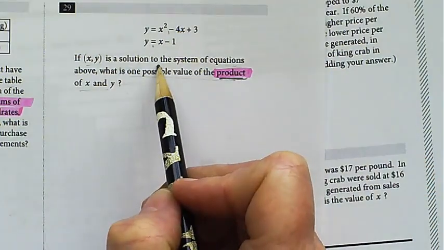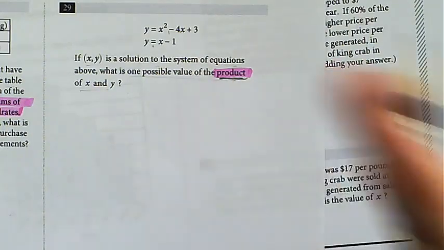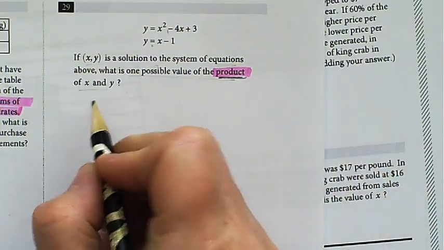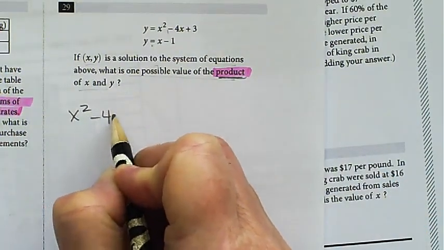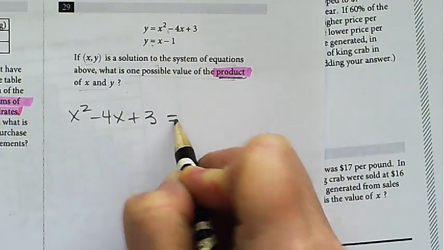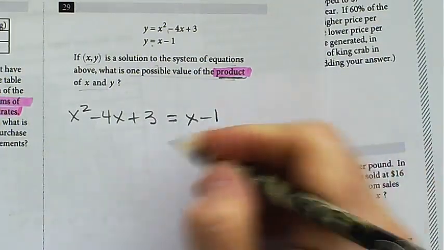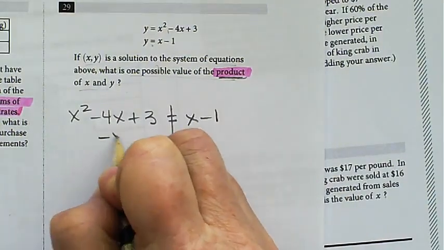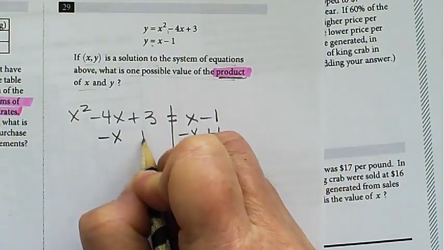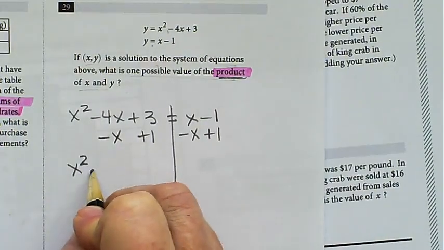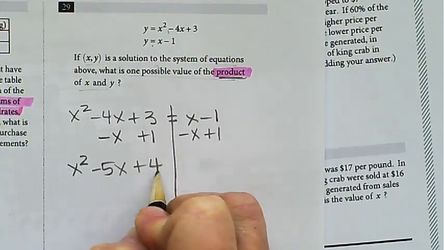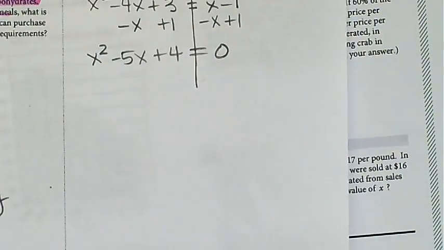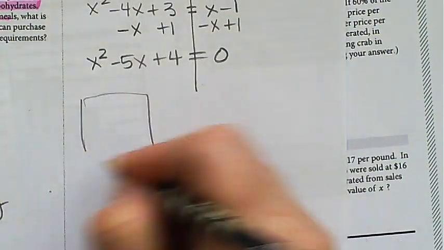If you're not comfortable with all of the graphing, because maybe that's not the calculator you're used to, you could quickly set these two equations equal to each other and solve for x. So I'm going to subtract x from both sides, and I'm going to add 1 to both sides. That's going to give me x squared minus 5x plus 4 equals 0. And if I'm looking for the solution, I would quickly factor that.